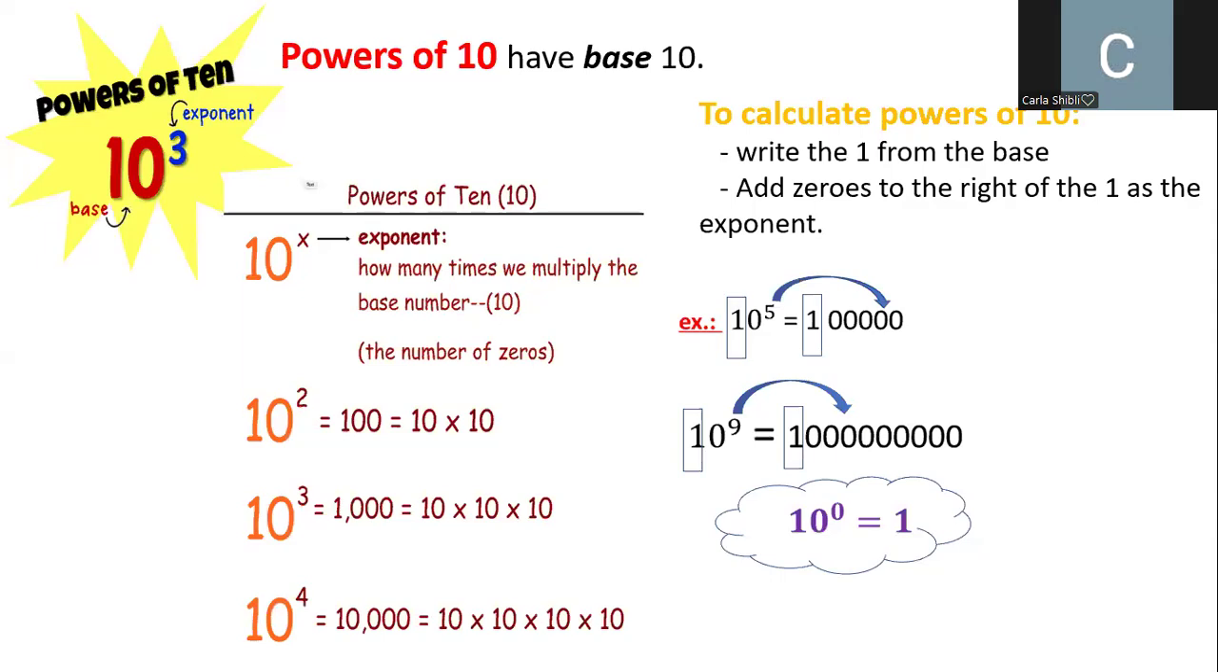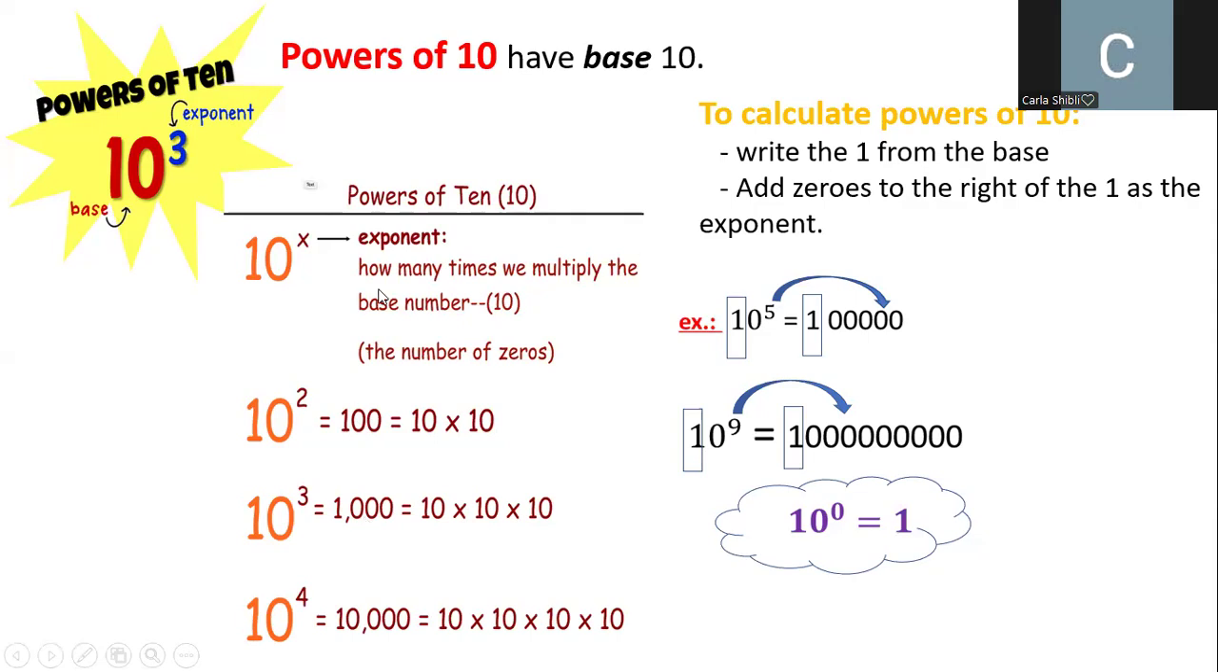Why do we call them powers of 10? Because their base is 10. So any power having base 10, we call it a power of 10. Also in the power of 10, we have a base and exponent. Always my base is 10 and the exponent differs. Now, for example, 10 squared, I write it 10 times 10, which is equal to 100. 10 cubed, I write it 10 times 10 times 10, which is equal to 1000.